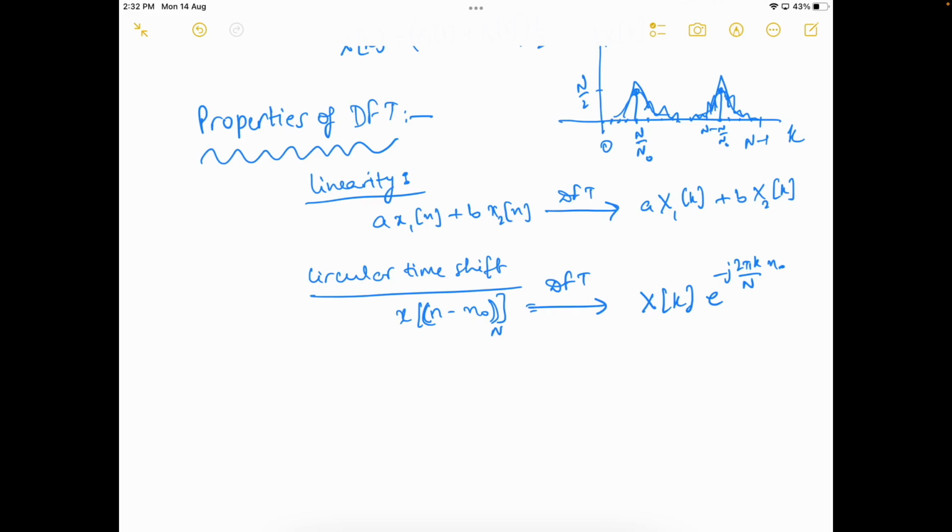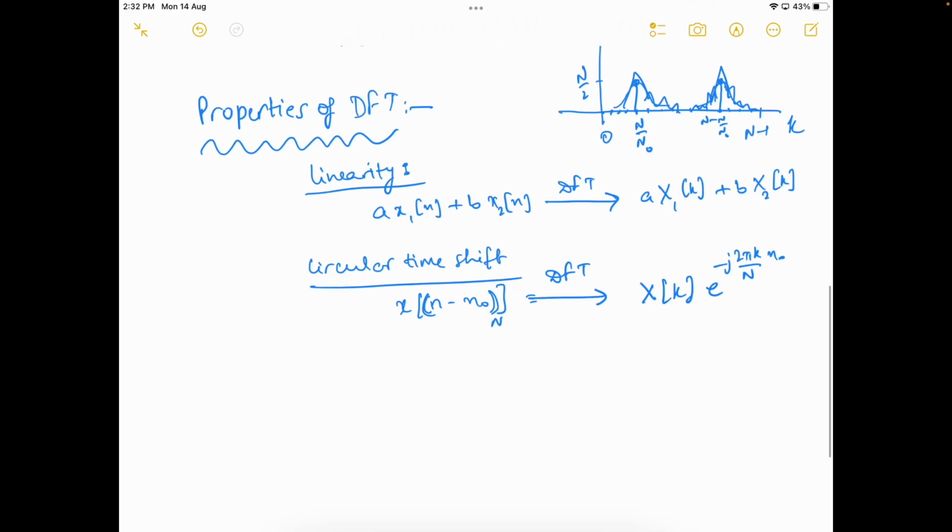This phase term gets added. This phase or angle gets multiplied. Right? So time shift leads to phase shift. Means, what do you say? Time shift here leads to the angle shift in the Fourier domain. Right?